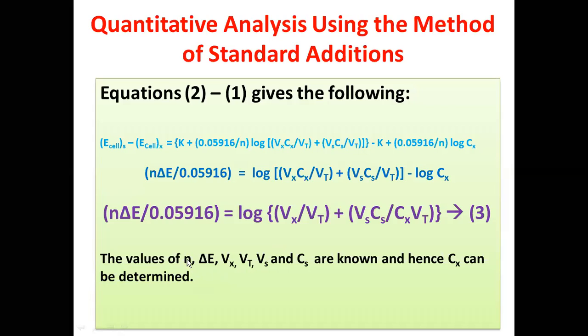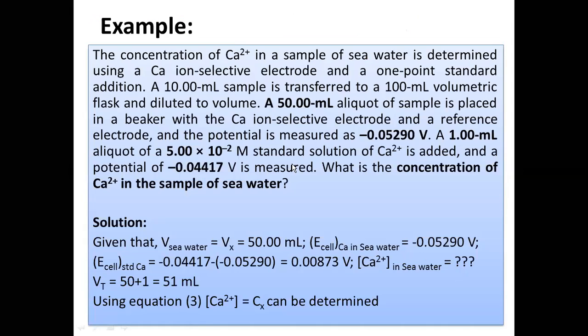We will know the value of n. This may be either the charge or the number of electrons. Delta E is the change in EMF before the addition of the standard and after the addition of the standard; you can take the difference in EMF. Vx is the volume of the sample, Vt is the total volume, Vs is the volume of the standard, Cs is the concentration of the analyte in the standard, and hence you can calculate the concentration of analyte in the sample. This is a simple example to illustrate the standard addition procedure in potentiometry.